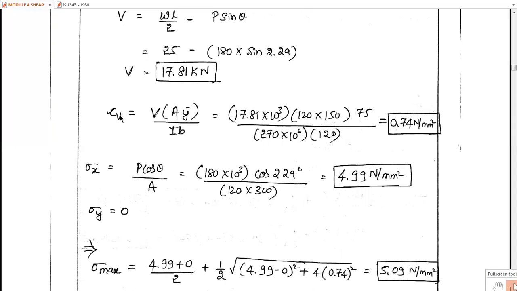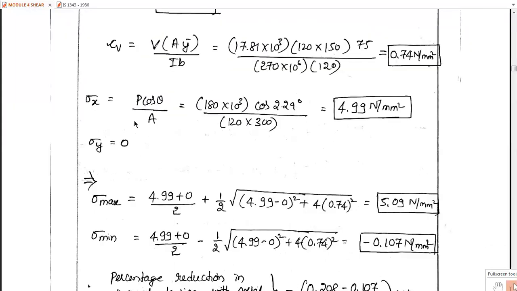By using that, we can calculate the shear stress. So tau is equal to the same formula, V into A y bar divided by I b. V, the shear force, we got as 17.81 into 10 raised to 3. For the first moment of area, half of the area we need to consider here: 20 into 150 into y bar, which is 75 mm. Moment of inertia is the same, b d cubed by 12, with the depth of the beam. Now we have got the shear stress as 0.74. In the previous case, we got it as 1.04. Means the shear stress will also decrease by doing the pre-stressing of the cable in case of the curved cable.